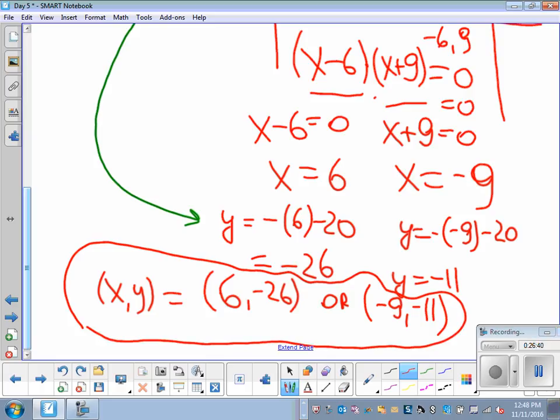You can see here there are two solutions. On a test, you should put them in ordered pairs, so x, y equals 6, negative 26. We know that you understand that you are solving for two variables, x and y, and they're dependent. Questions about this?